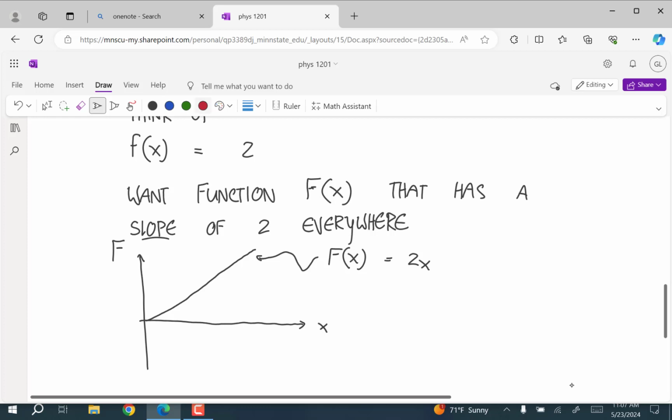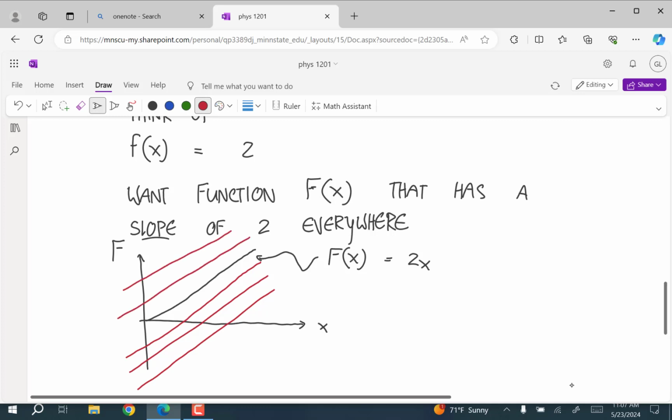Well, no, because the slope doesn't care about the position of this thing. So here's another one that works. I'm trying to make these parallel. Here's another one, another one. There's infinitely many of these. And they're all parallel to that first black line that I drew. But you can move them up or down.